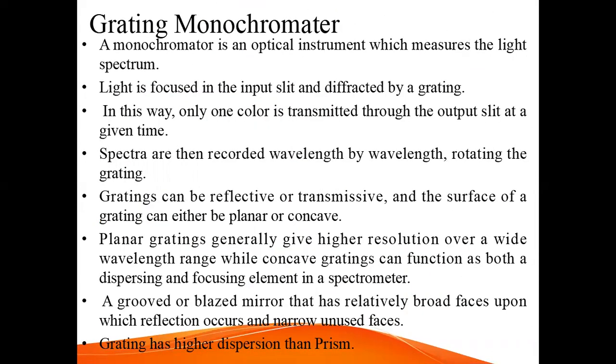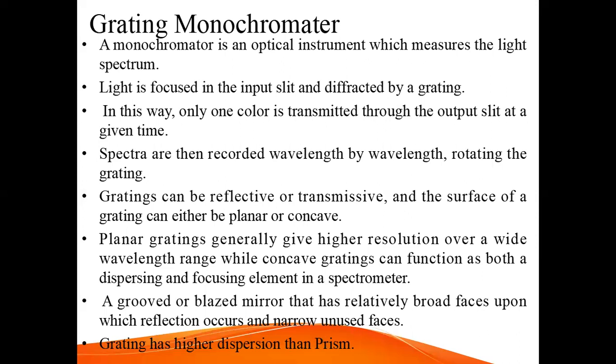Grating monochromator. A monochromator is an optical instrument which measures the light spectrum. Light is focused on the input slit and is diffracted by a grating. In this way, only one color is transmitted through the output slit at a given time. Spectra are then recorded wavelength by wavelength by rotating the grating. Gratings can be reflective or transmissive, and the surface of a grating can either be planar or concave. Planar gratings generally give higher resolution over a wide wavelength range, while concave gratings can function as both a dispersing and focusing element in a spectrometer.